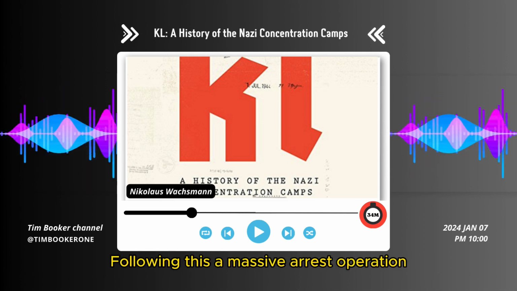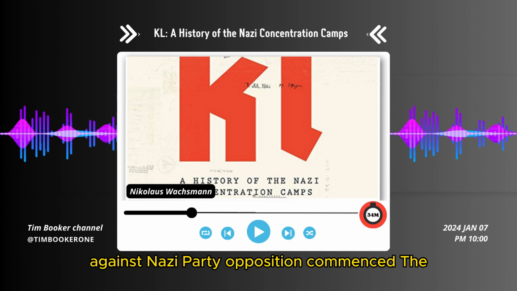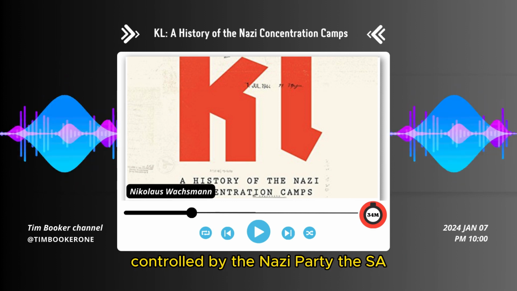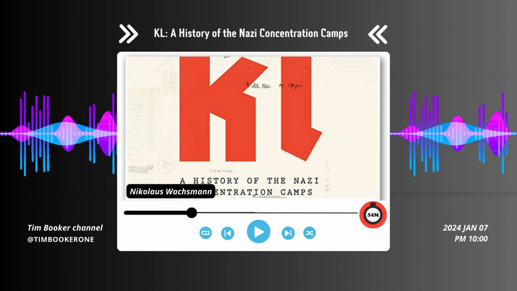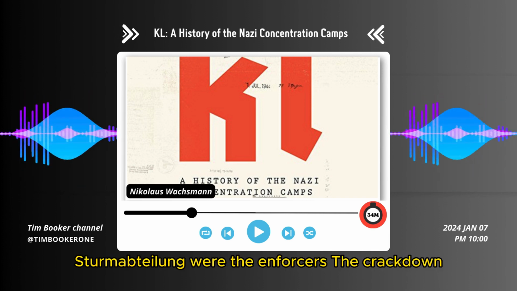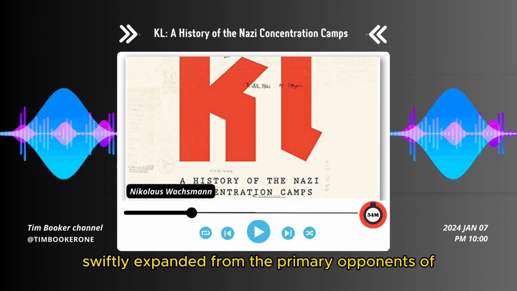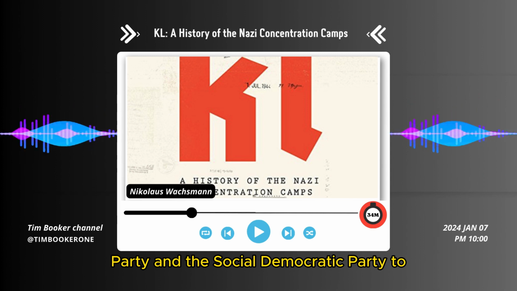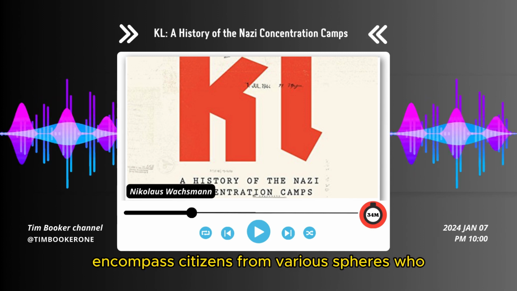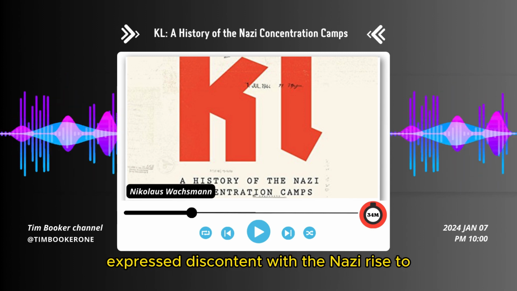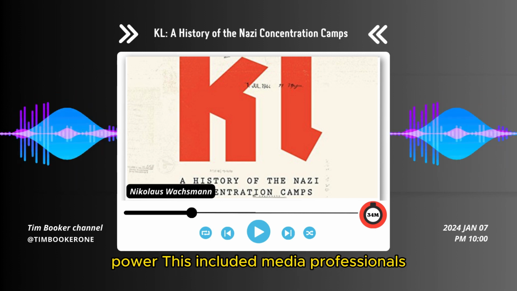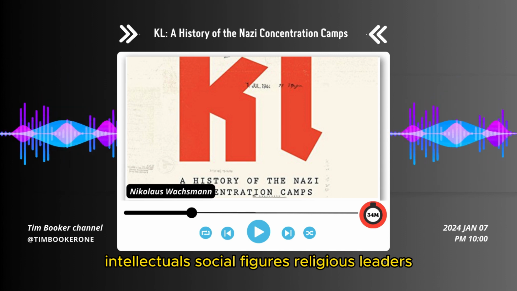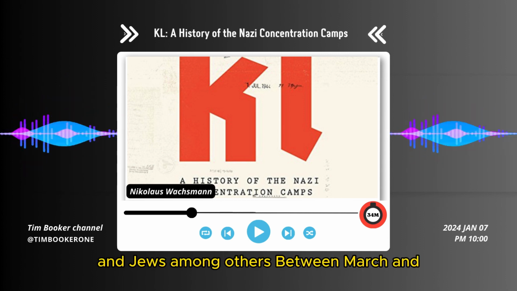Following this, a massive arrest operation against Nazi Party opposition commenced. The German police and the paramilitary organization controlled by the Nazi Party, the SA, Sturmabteilung, were the enforcers. The crackdown swiftly expanded from the primary opponents of the Nazi Party, such as the German Communist Party and the Social Democratic Party, to encompass citizens from various spheres who expressed discontent with the Nazi rise to power. This included media professionals, intellectuals, social figures, religious leaders, and Jews, among others.